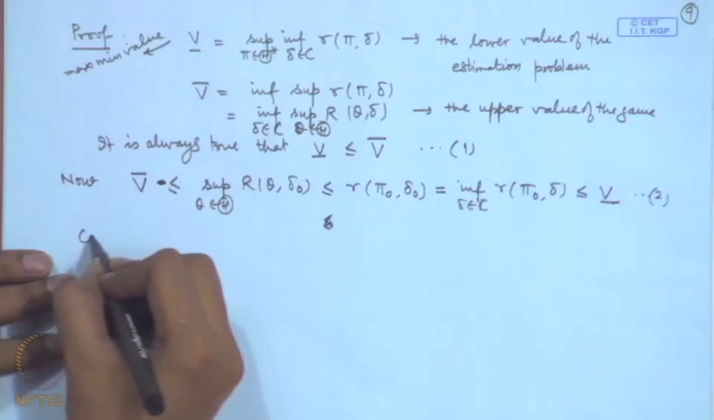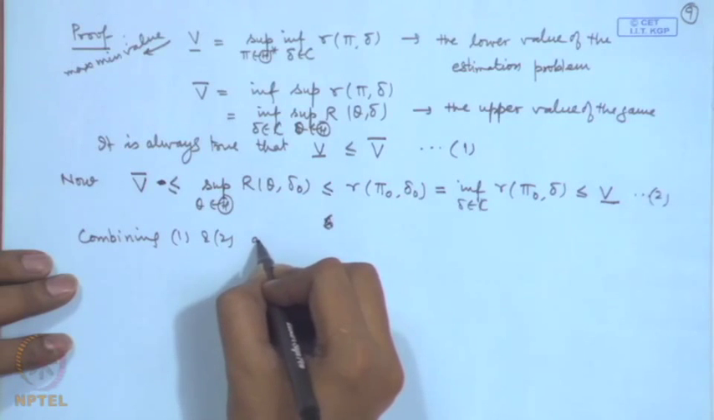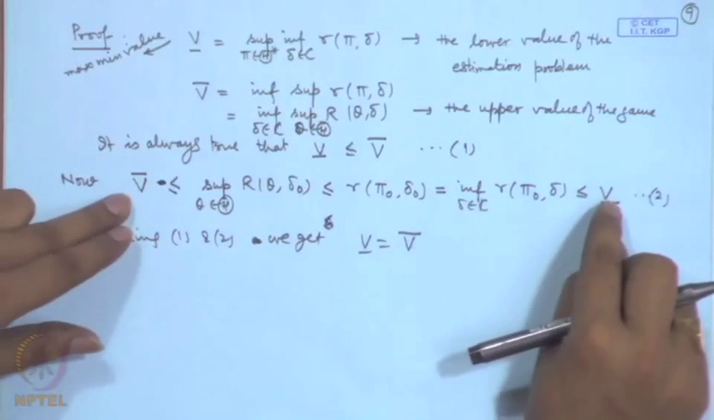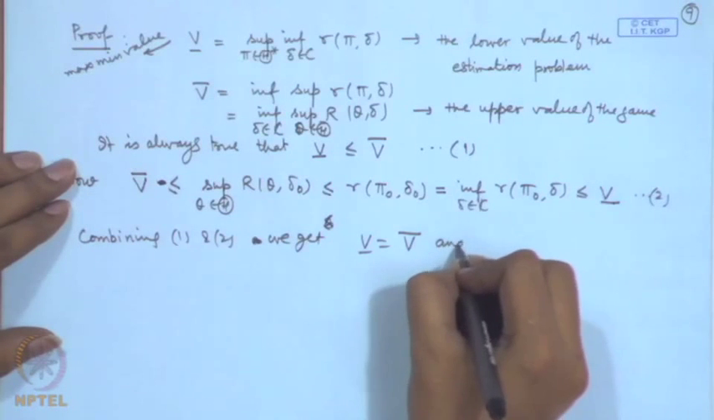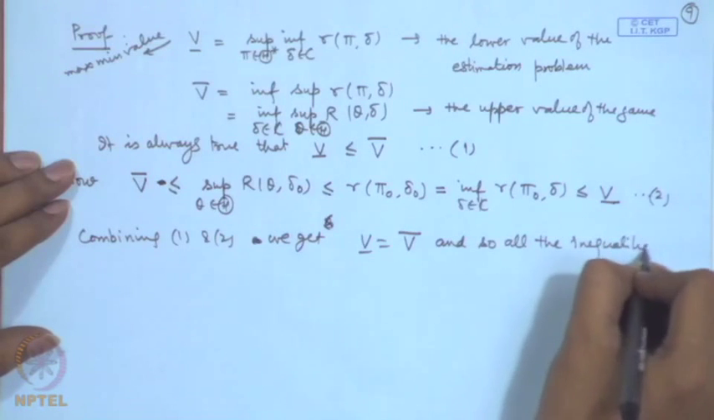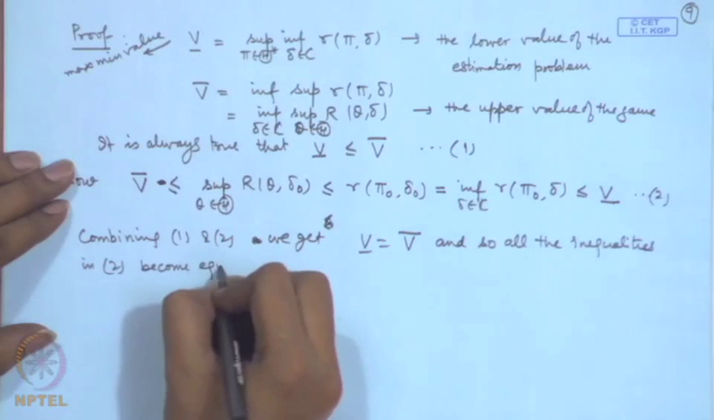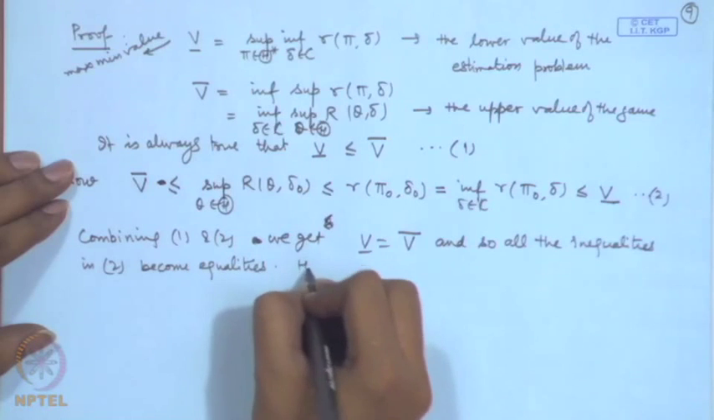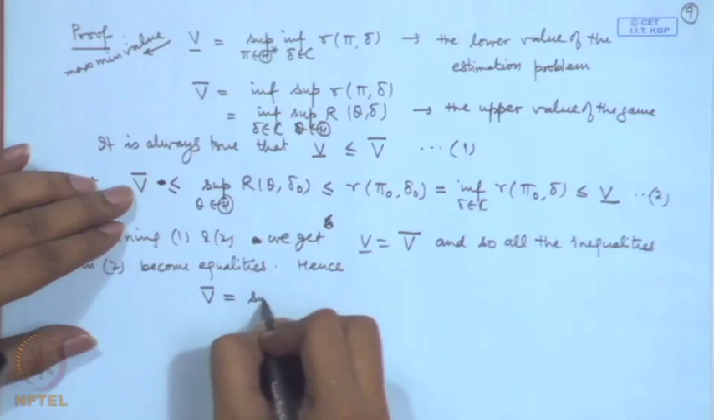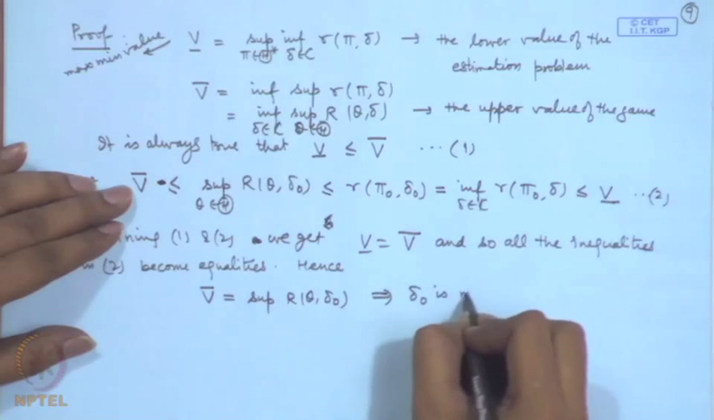So, combining 1 and 2, we get V lower bar is equal to V upper bar, but that would mean that all the inequalities in 2 become equalities. Hence, now if you put V upper bar equal to supremum of r theta delta naught, this implies delta naught is minimax estimator.